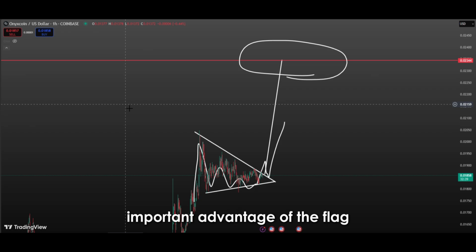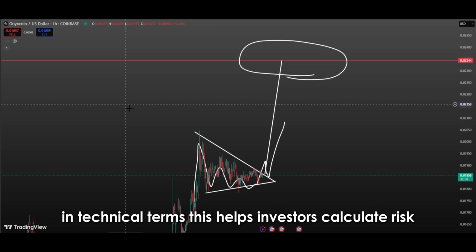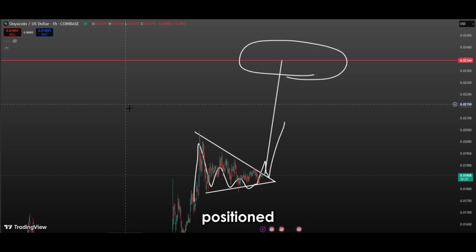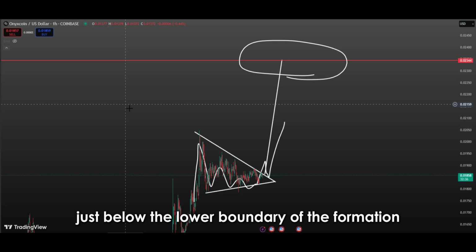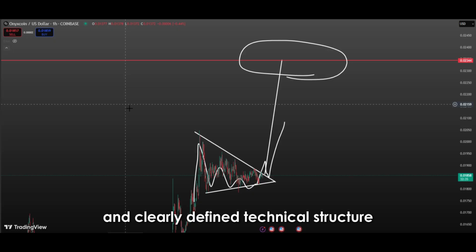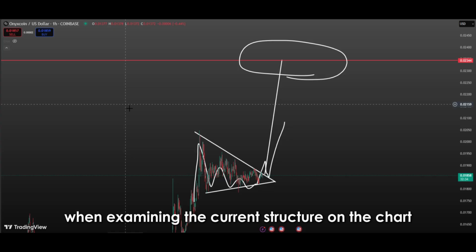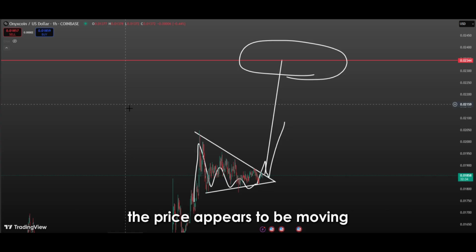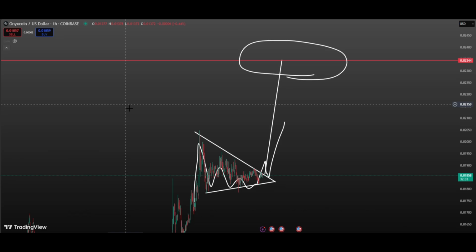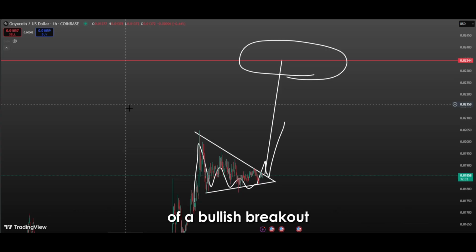Another important advantage of the flag pattern is that the target is quite clearly defined in technical terms. This helps investors calculate risk-reward ratios in a healthy way. At the same time, stop-loss levels are typically positioned just below the lower boundary of the formation to minimize risk. In this sense, the flag pattern stands out as a reliable and clearly defined technical structure for both beginner and experienced investors. When examining the current structure on the chart, the price appears to be moving toward the upper boundary of the formation. This may indicate that market sentiment is turning positive, because the price approaching the upper line suggests an increasing probability of a bullish breakout.